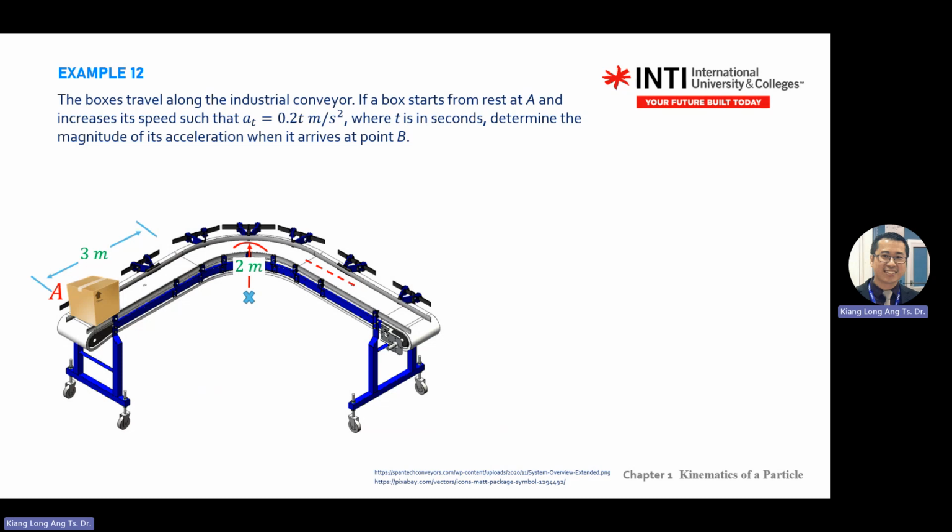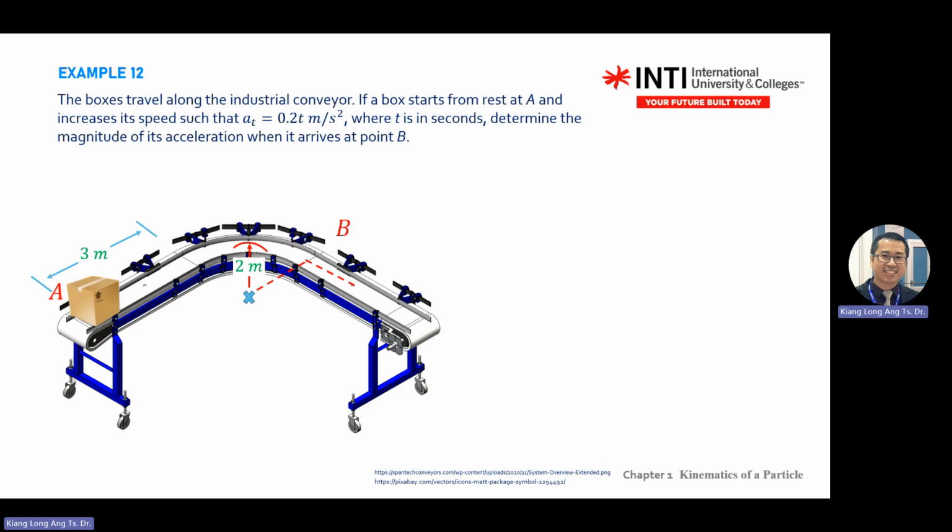Okay, so it starts from rest at A and increases its speed such that the acceleration is a_t equal to 0.2 t. This is acceleration, not constant. You cannot use the three Newton equations. In this case, you cannot use the Newton equations because acceleration keeps changing in terms of t. Determine the magnitude of its acceleration when it arrives at B. B is here.